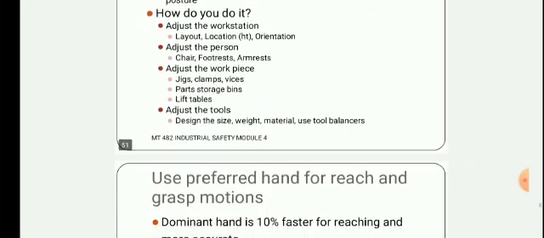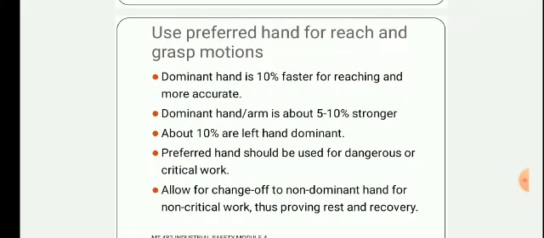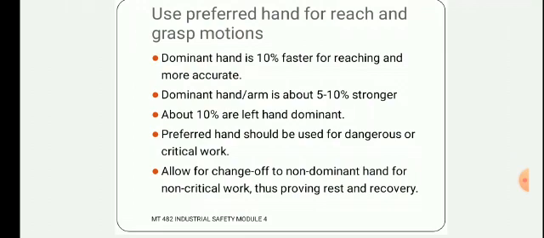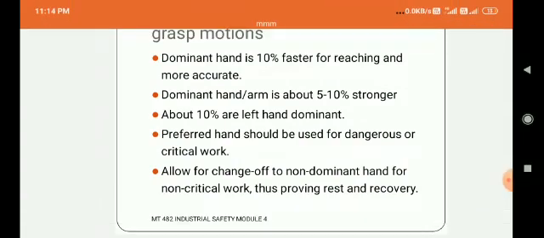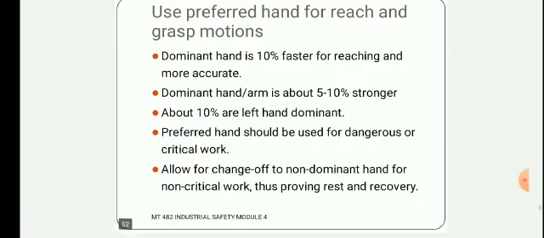Okay. Then use preferred hand for reach and grasp motions. Okay. Dominant hand is 10% faster for reaching and more accurate. The dominant hand is 10% faster, maybe right hand, left hand. The dominant hand or arm is 5 to 10% stronger. Okay, about 10% are left hand dominant. Okay, that we should keep in mind. Preferred hand should be used more often. You can use it for dangerous or critical work. Then allow for change to non-dominant hand for non-critical work, thus providing rest and recovery. Okay, so this is about the concept of workplace design.